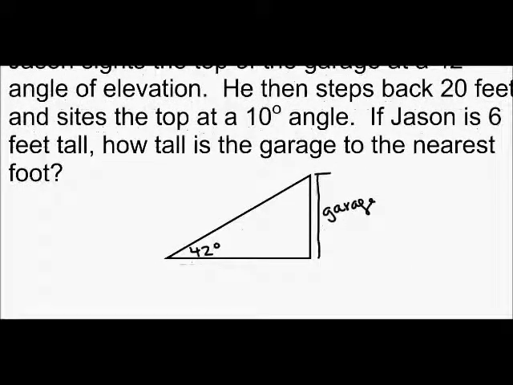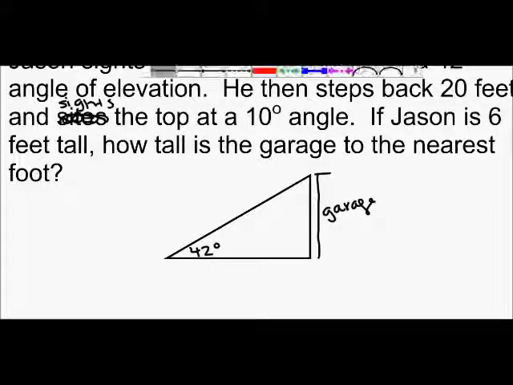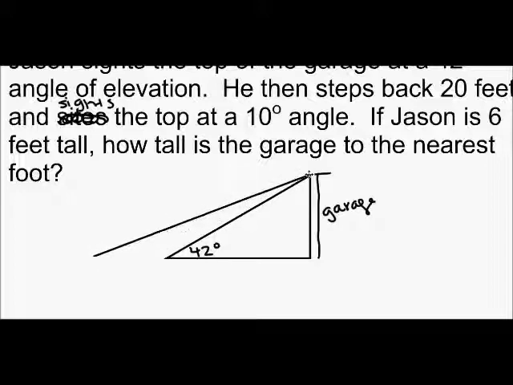He then steps back 20 feet and sights the top at a 10-degree angle. So he moved back and is now seeing a 10-degree angle of elevation. Okay, so that means right here, this is 20 feet from where he was then to where he is now. And that is 10 degrees. If Jason is 6 feet tall, how tall is the garage to the nearest foot? So here's Jason, I'm gonna put a J, and he is 6 feet tall. So this whole thing is the garage. Okay, and this is a right angle.